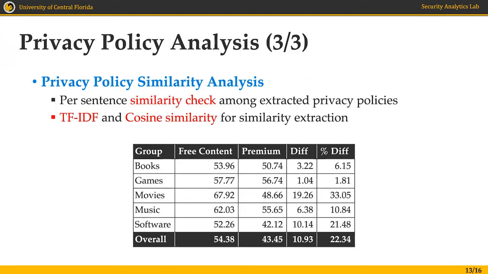In addition, we explored the privacy policies similarity among our dataset. Using TF-IDF and cosine similarity, we extracted the similarity between the privacy policies, and we noticed that free content websites are more likely to have similar privacy policies, indicating potential usage of generic templates among those websites.